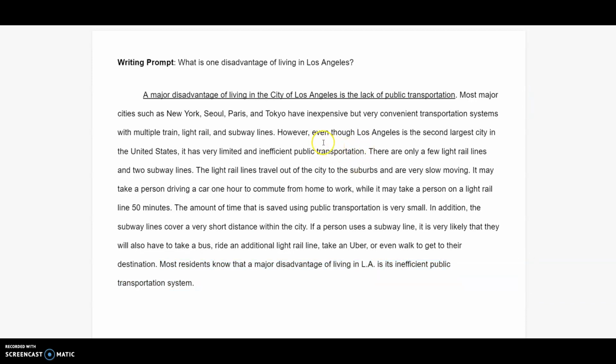One additional thing that you want to remember, you always want to include transitional words such as however, in addition. You can also add other transitional words depending on what you write about, such as additionally, for example, therefore, etc.